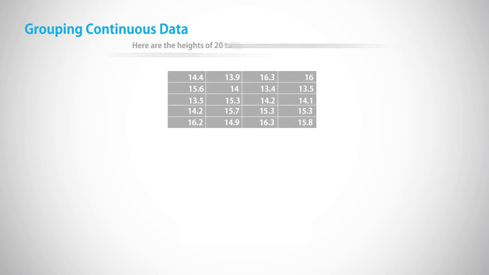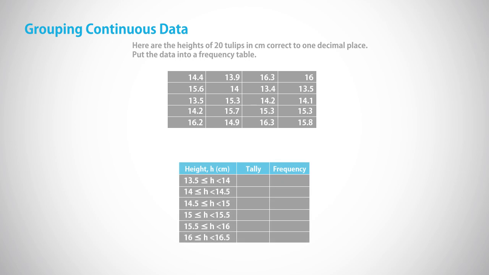However, what happens if you want to group continuous data? So let's look at this example. In this example we've got the heights of 20 tulips in centimetres that are correct to 1 decimal place. Now we have to put this data into a frequency table. In the same way that we had groups of discrete data split into data ranges, we're going to create continuous data ranges in the list below, and you can see that we've created it from 13.5 to 14 and then all the way down.